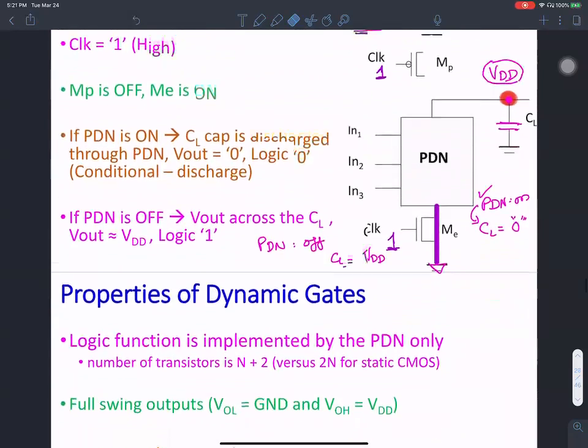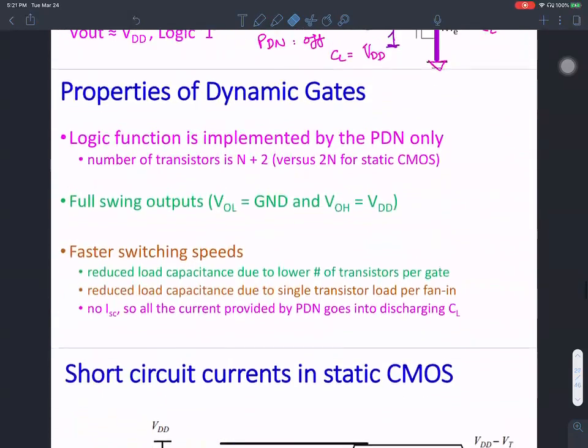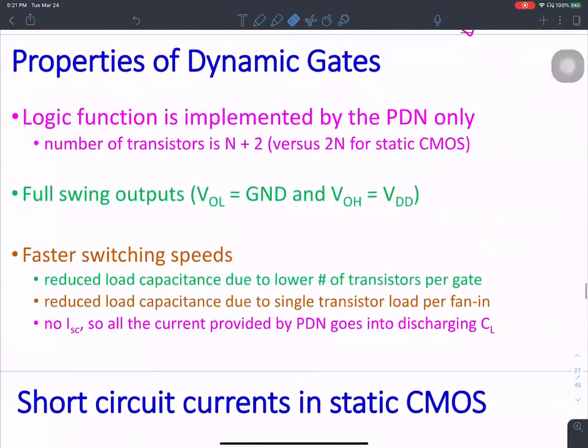Okay, so let's look at the summary and properties of dynamic logic gates. The logic function is implemented by pull down network only. There is only pull down network. The total number of transistors is n plus 2. If the number of inputs is n, then the static CMOS uses 2 times n, while the dynamic uses fewer transistors. The dynamic uses only n plus 2 transistors.